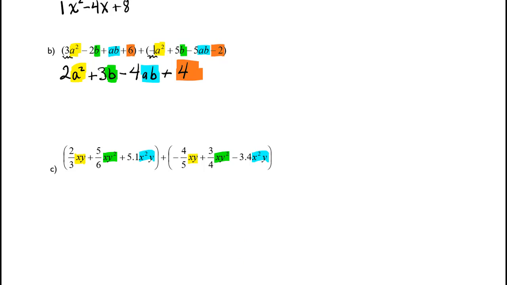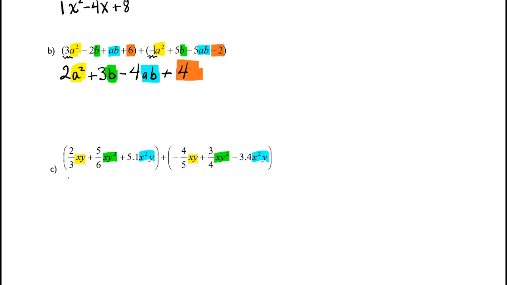Some of you might be thinking, well, they're all the same variables. The exponents just changed, and that is correct. They did change. And as soon as a variable has a different exponent on it, it's no longer a like term. So you have to make sure that both the letters and the exponents match before you can call them a like term.